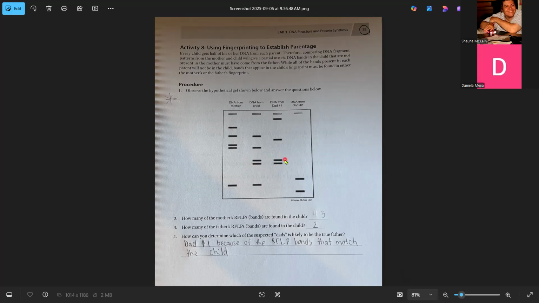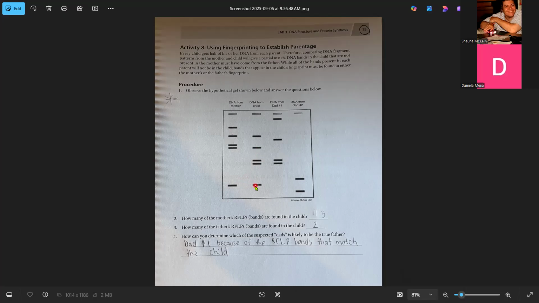So how many of the mother's bands are found in the child? Well, there's one here. That's one. There's one band. This is a double band, so it's not this one, but it's this band here, one. Then one down here, that's two. And then one down here, that's three. So three bands in the child that are in the mother.